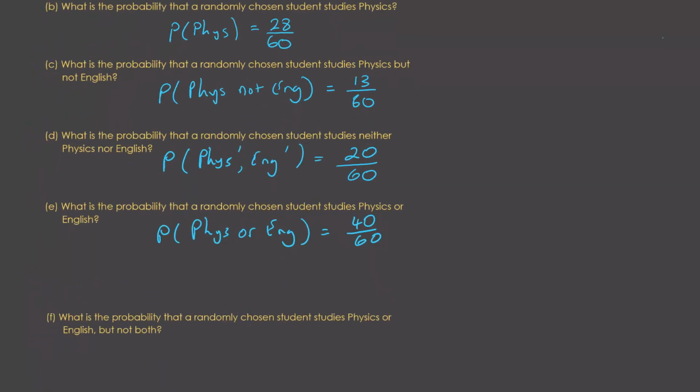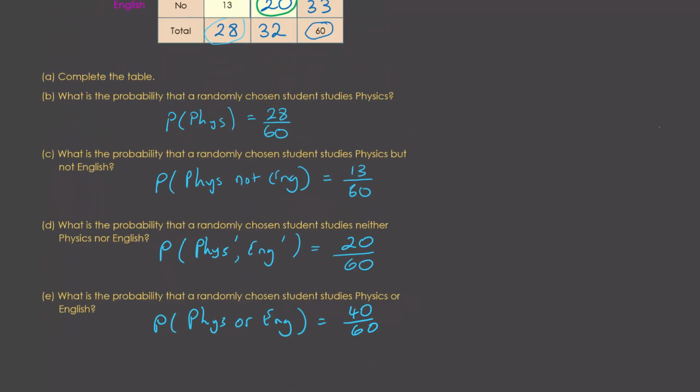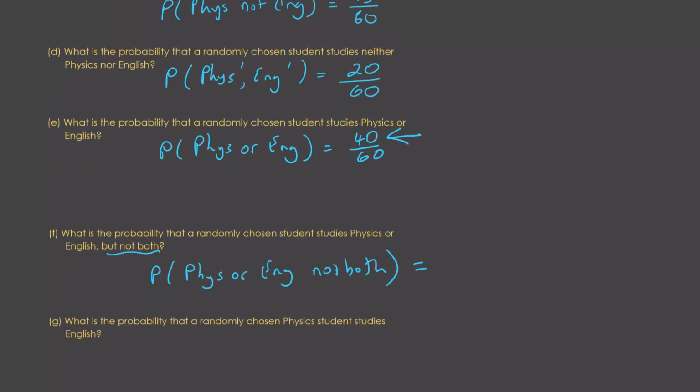But the next part of the question says, what's the probability that they study physics or English, but not both? So it's going to be physics or English, but not both. So that's going to be this 40, but not including that 15 who do both. And so that's going to be 25. So that's going to be 25 out of 60 there.